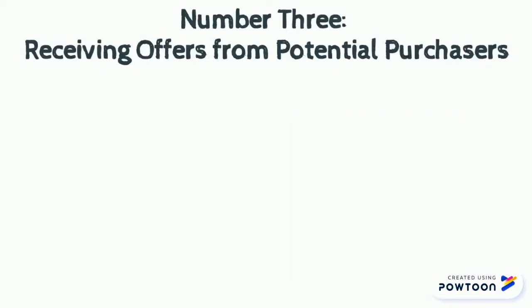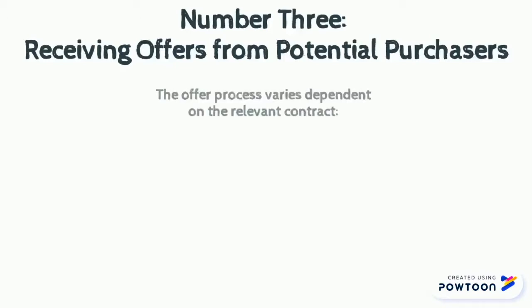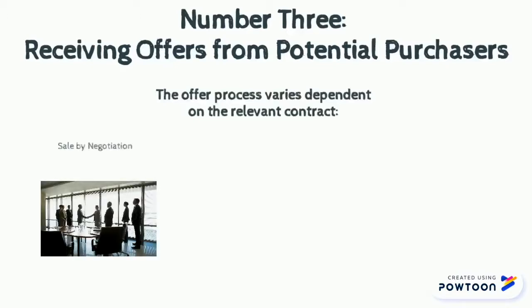Number 3. Receiving offers from potential purchasers. The offer process varies dependent on the relevant contract. With sale by negotiation, a prospective purchaser must communicate their offer through completion of the commercial terms in the sale and purchase agreement and upon execution of the agreement.